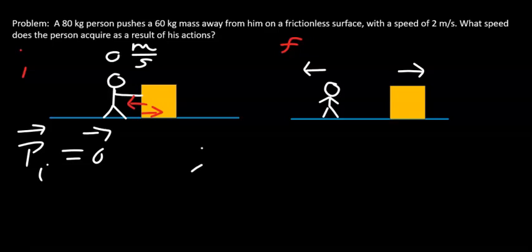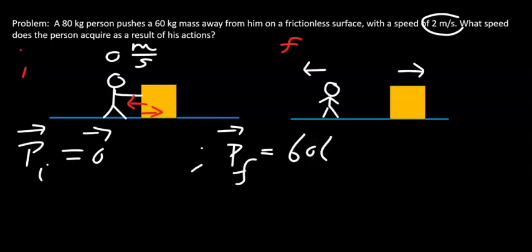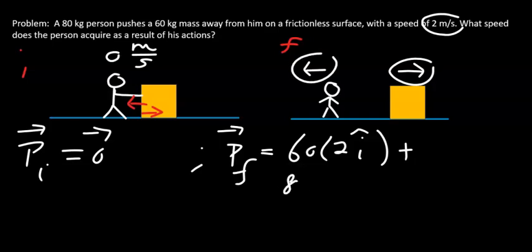At the final state, we know that the box or the mass is moving to the right with a speed of 2 meters per second. So the final momentum of the system is the momentum of the mass, which is 60 kg times 2 times i hat, due to that direction, plus the momentum of the person who's moving in an opposite direction. The mass of the person is 80. We don't know the speed of the person, so let's just write it as v.